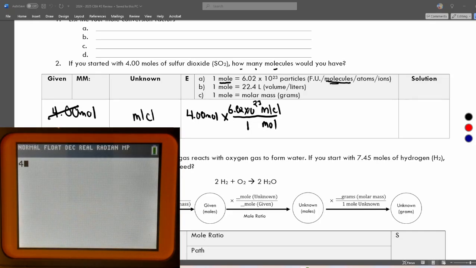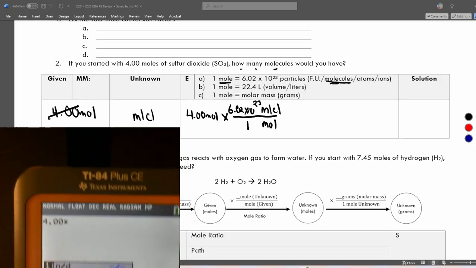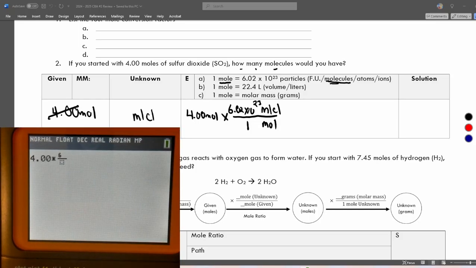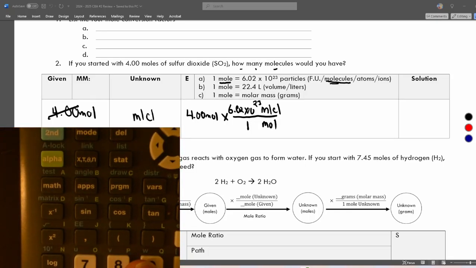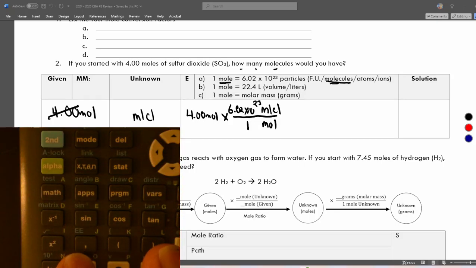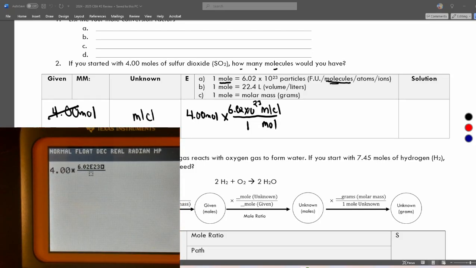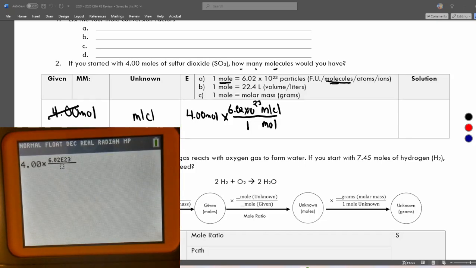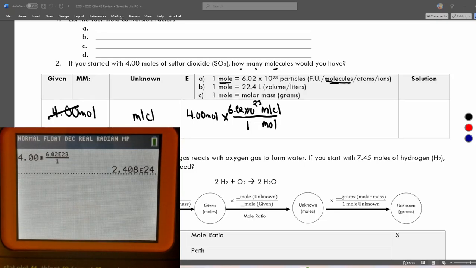Okay, so we're going to do 4.00 times, and then remember, we're going to make a fraction by doing alpha y equals enter. Make our fraction. And then on the top, we're going to do 6.02. And then I think you should do the E. We're going to do second, comma, gives you the E. Remember, E23. No need to hit the caret button, right? We don't have to hit that button. We just do E23 on top. And then on the bottom, we put a 1. We hit enter. We're going to get our answer.